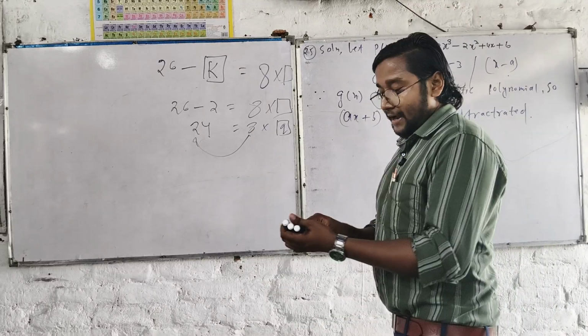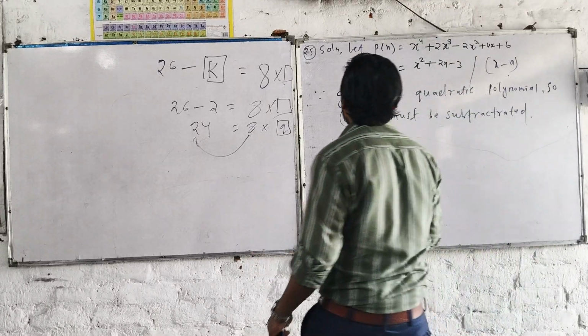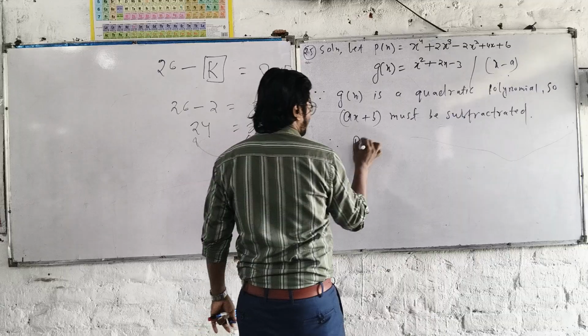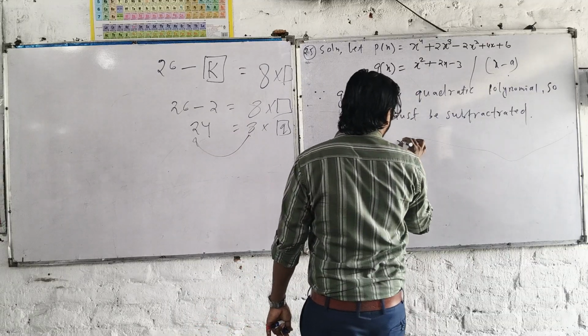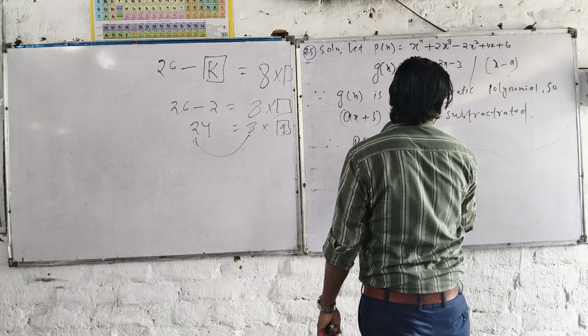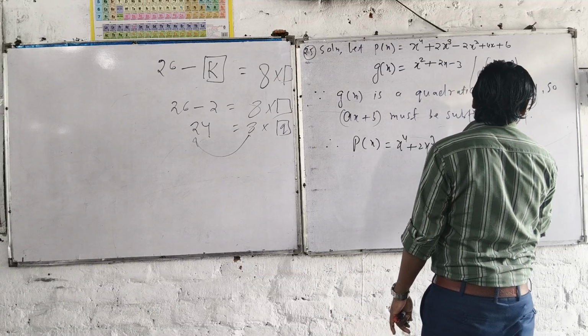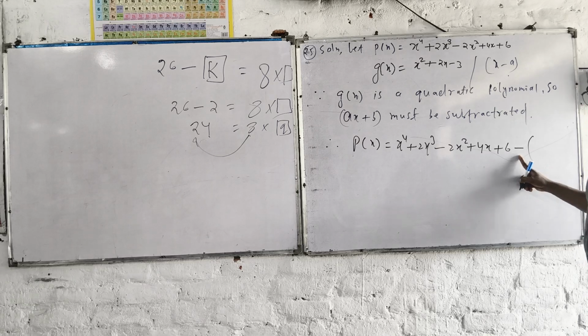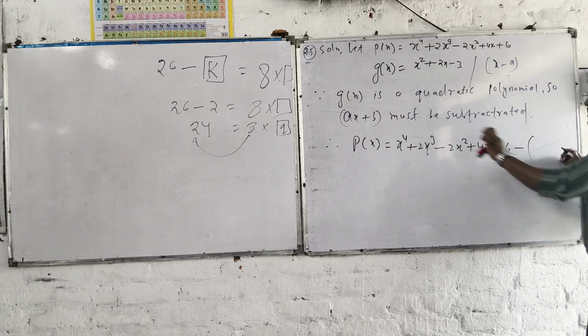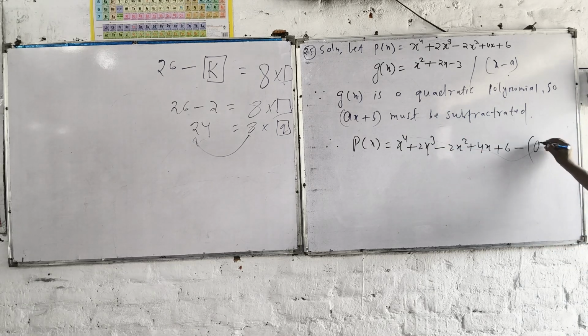Therefore, look at the board. Understand that. I know it is confusing. Don't worry about this. Look at the board. Therefore, we can say that p(x) equals x raised to power 4 plus 2x cubed minus 2x squared plus 4x plus 6, minus, now look at the board. What must be subtracted? The two terms are there. You have to take the bracket.